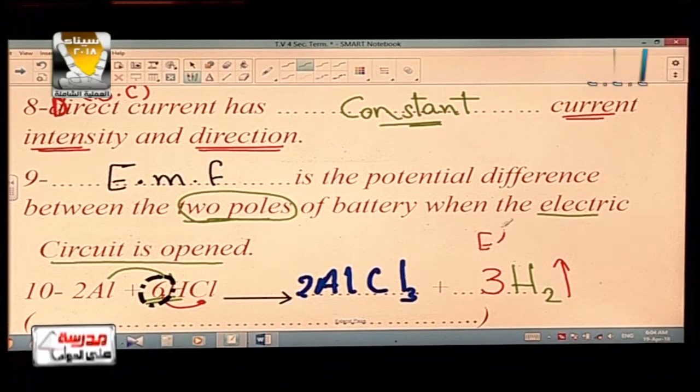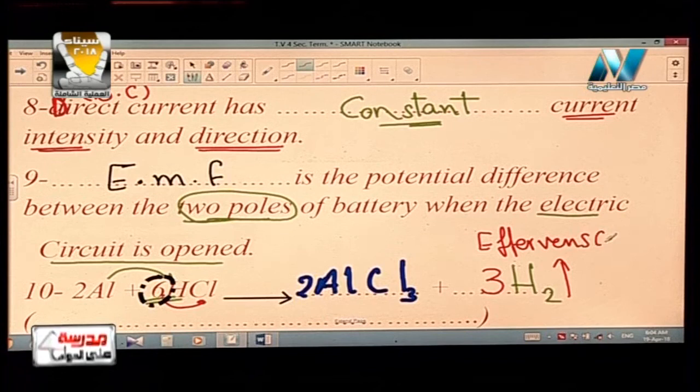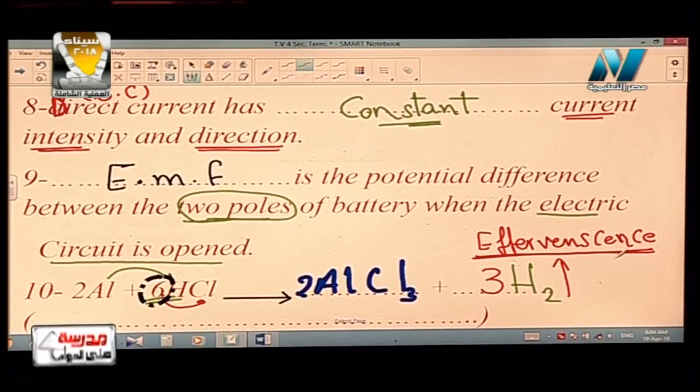is effervescence as اللي بيسموه فوران يعني effervescence due to the produce of or the production of hydrogen gas.